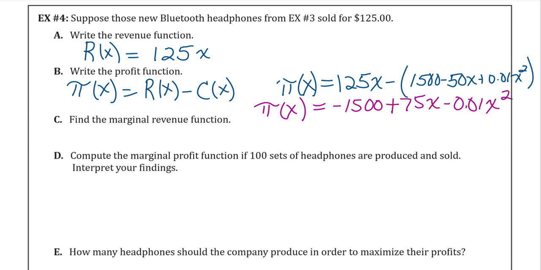Okay, so we're supposed to find the marginal revenue function. So just like marginal cost, our marginal revenue is going to be the derivative of the revenue function. And in this case, it's going to be a constant.